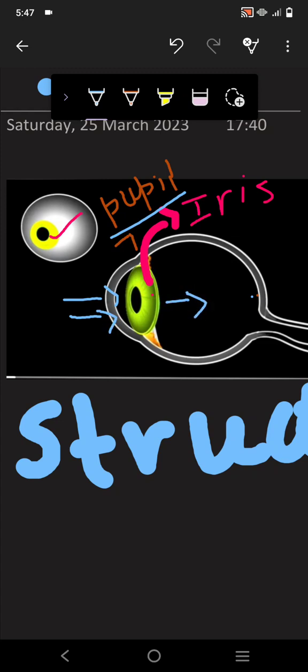It will allow the light rays, but the pupil will allow the light rays, but the iris will not allow.